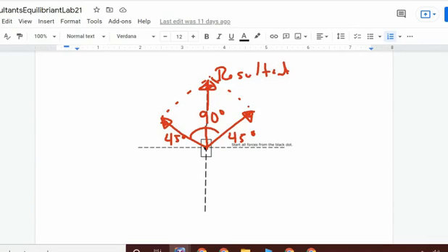Now, what's missing from my picture? The weight force, and it always goes straight down. How big should it be? Because we're in equilibrium, the same as the resultant. So let's draw the weight force straight down, as big as the resultant because we're in equilibrium.